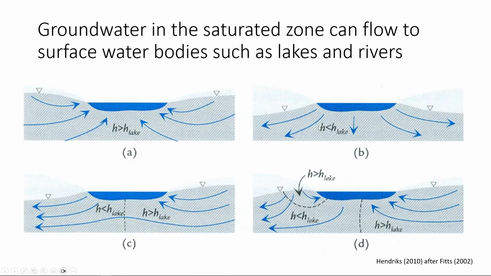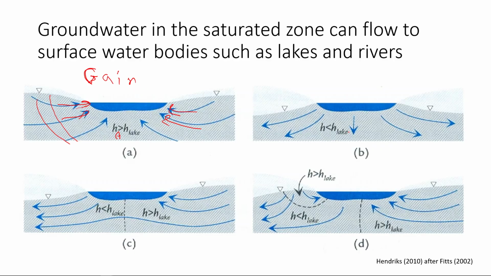Okay, so we talked about this. Here, this is called a gaining stream. Why is this a gaining stream? Because you see the head here: the hydraulic head in the aquifer is higher than the hydraulic head in the lake. So this is your head. Then the water will flow from the aquifer to the lake. This would be called a gaining stream or a gaining lake.